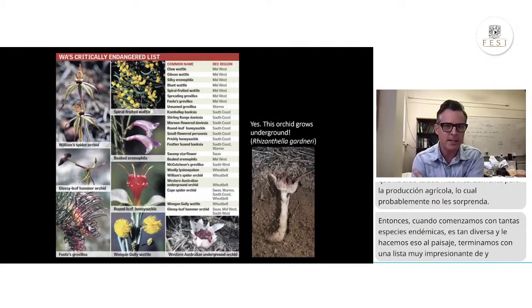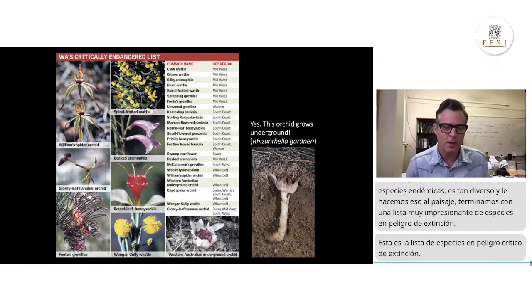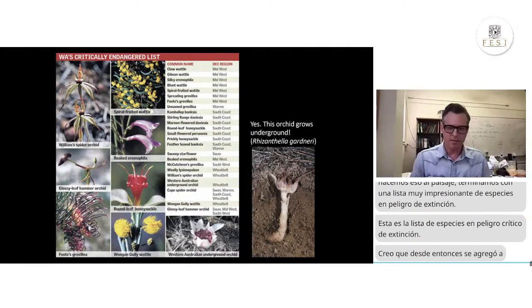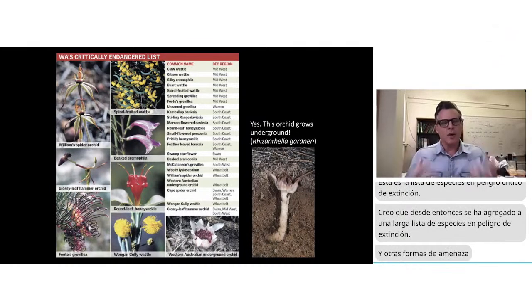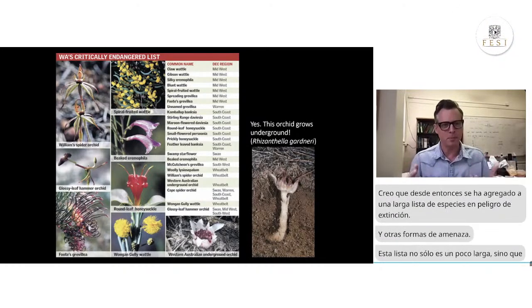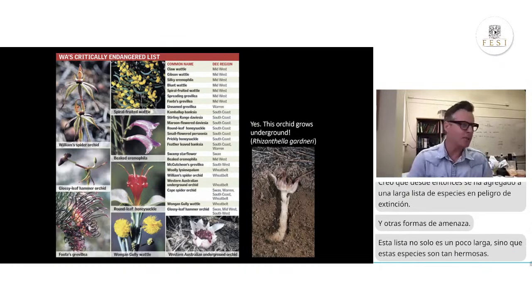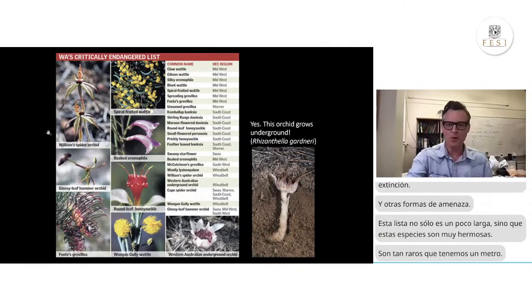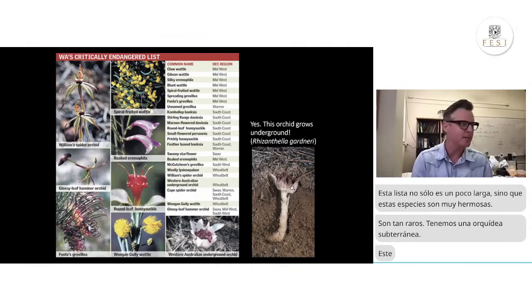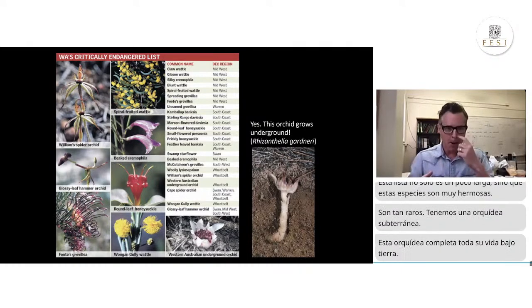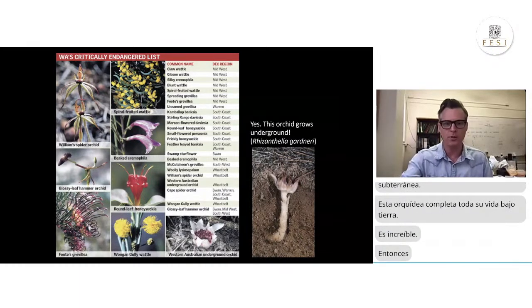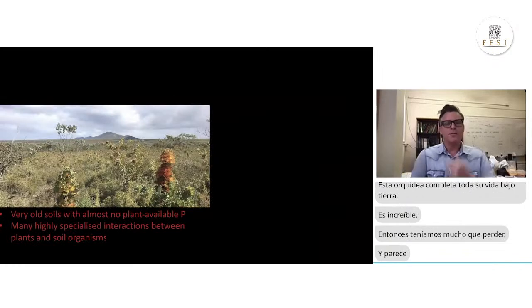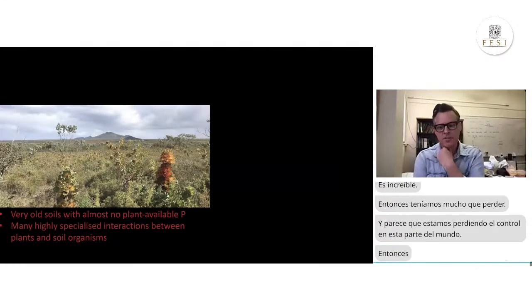This is the list of critically endangered species. I think it's since been added to. There's a long list of endangered as well, and other forms of threatened. Not only is this list kind of long, but these species are just so damn beautiful. They're so weird. We have an underground orchid. This orchid completes its entire life underground. It's unbelievable. So we had a lot to lose, and it looks like we're losing it in this part of the world. So it's a really interesting and different scenario to the brigalow.